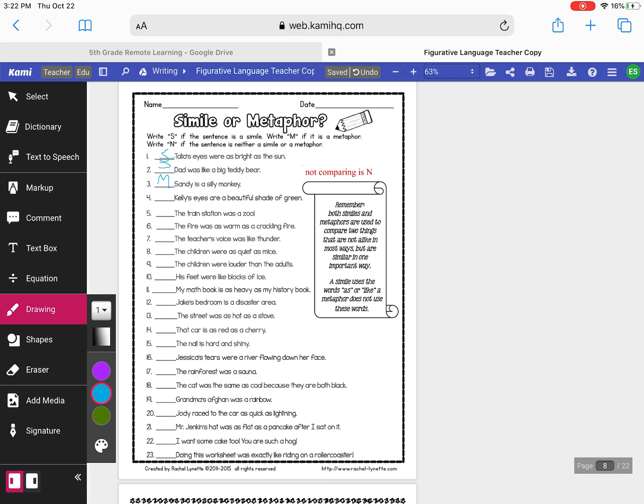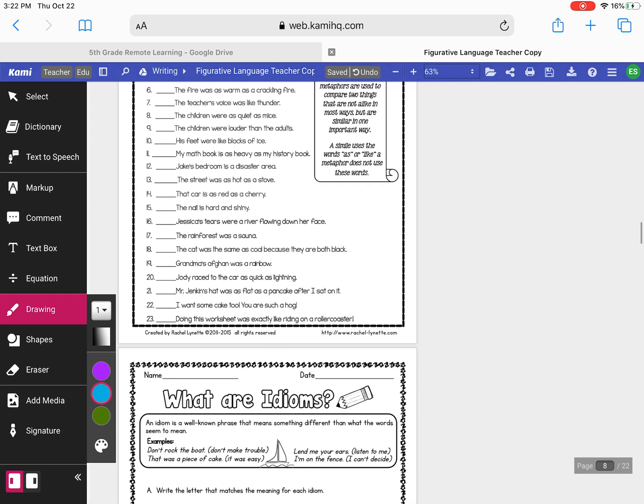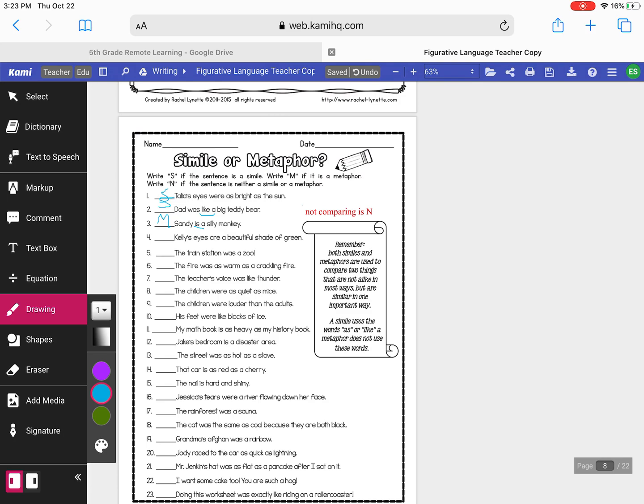So go through those. Reread them twice if you have to. Find those words. If you can see them in there and you want to underline them to tell you what it is, do it. I've got was like. I know that's a simile if I use the word like. Underline those words to help you get the right answer, okay? And then that is all you have to do for today. Goodbye.